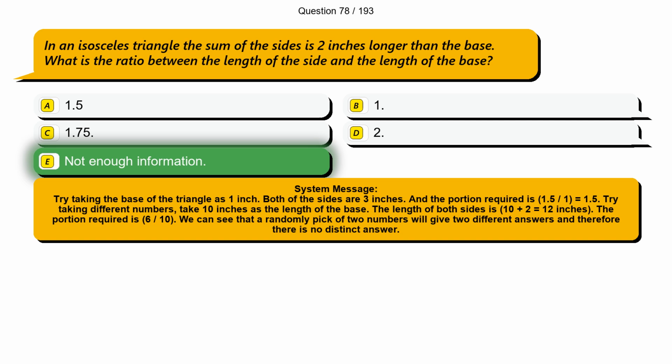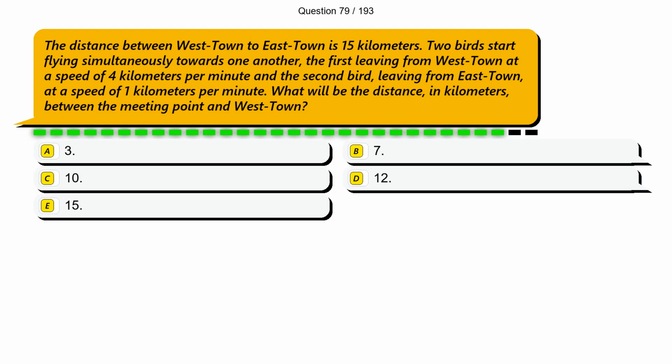Try taking the base of the triangle as 1 inch. Both of the sides are 3 inches. And the ratio required is 1.5/1 equals 1.5. Try taking different numbers. Take 10 inches as the length of the base. The length of both sides is 10 plus 2 equals 12 inches. The ratio required is 6/5. We can see that randomly picking 2 numbers will give 2 different answers, and therefore there is no distinct answer.